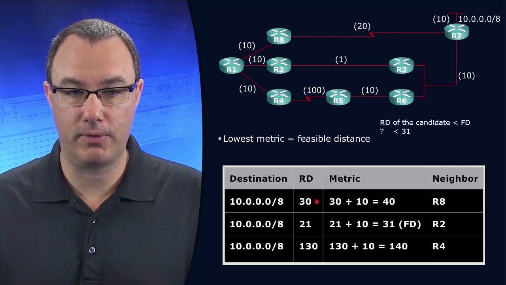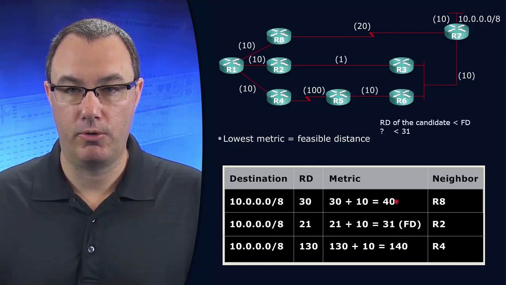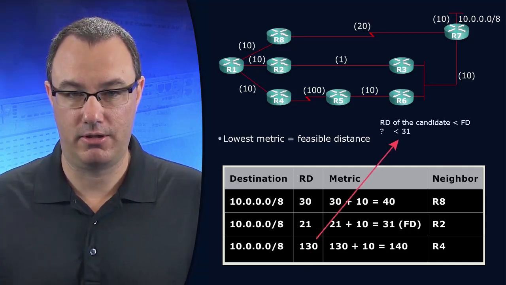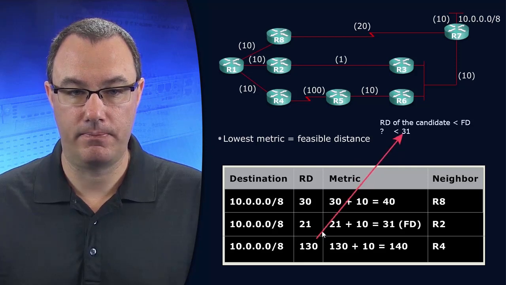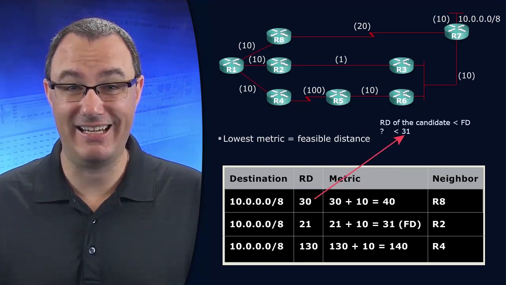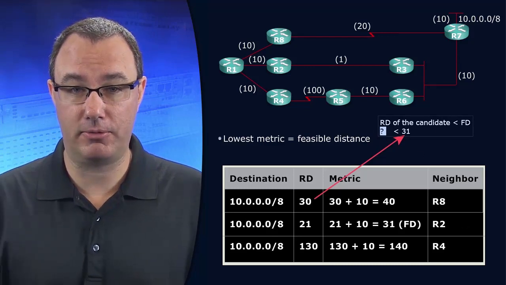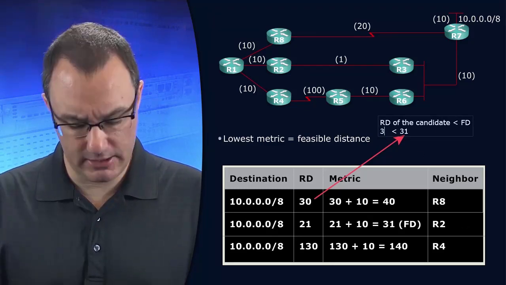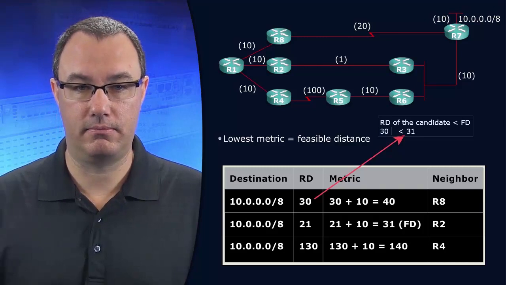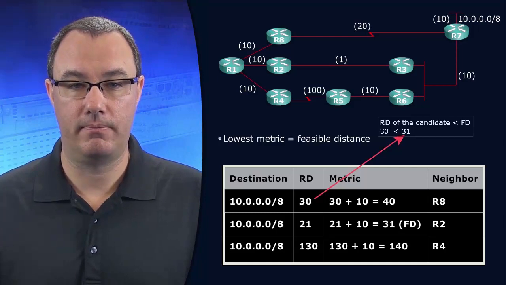This reported distance, right? So let's look at the bottom pathway. Is that going to work? Well, the challenge is 130 is bigger than 31. That's not going to work. So I then compare 30 versus 31. That is, in fact, good enough. And you can have multiple feasible successors, by the way, but in this case, we only have one, just because the topology only lends itself to 1.